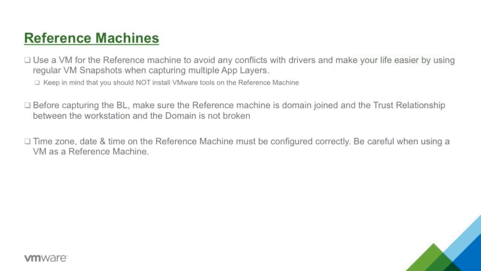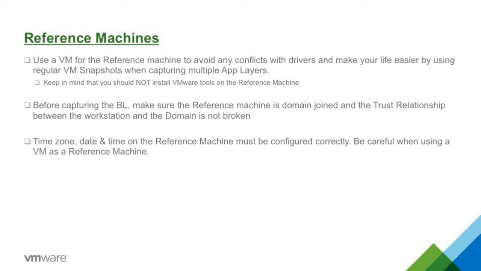Regarding the reference machine, we also always recommend to use a VM as a reference machine to make sure that you won't have any issue with the driver. So when you use the VM as a reference machine, you should not install the VMware Tools. You should only basically install a regular VM without the VMware Tools, install all the applications you need, and then create a base layer, first a reference machine and then a base layer. You can then create a driver library in Mirage, which will contain all the drivers that you need for your physical machine, and then you will assign that base layer to all the endpoints.